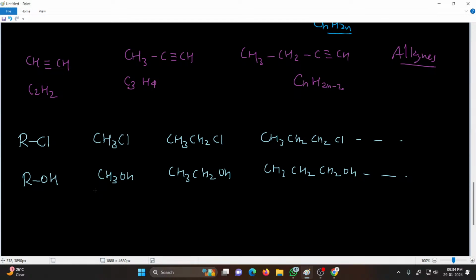Now the properties of homologous series are as follows. Each member of a homologous series differs by a CH2 group. So if you see the molecular mass, each new member adds 14 u of molecular mass. Then the chemical properties of all the compounds in a homologous series are similar, whereas the physical properties show gradation, like smaller ones will be gases, then after that some heavier members will be liquid, and still heavier members will be solid.